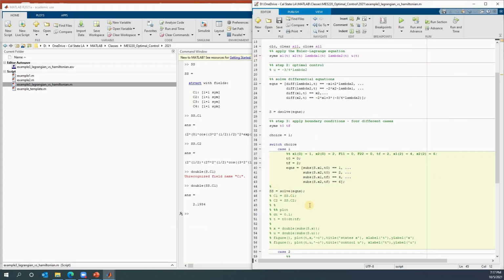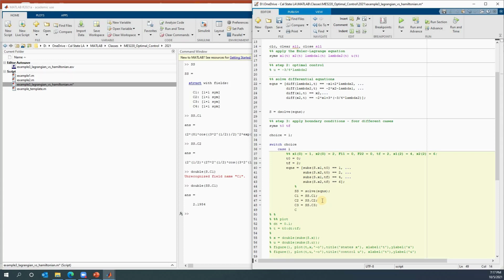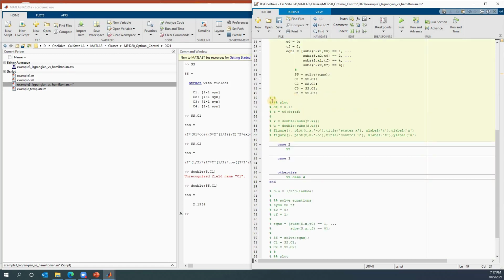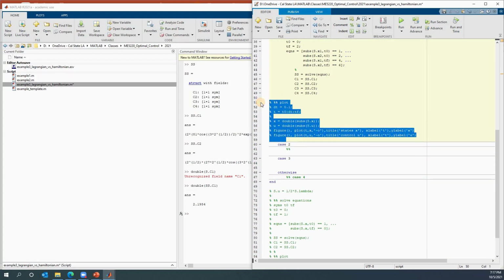Let's come back to this. And we'll tell the system C1 is my C1, C2 is my C2, and C3 is my C3, and C4 is my C4. I find that I'm going to plot the result. So this will allow me to plot the result.